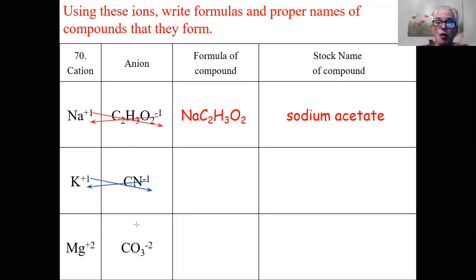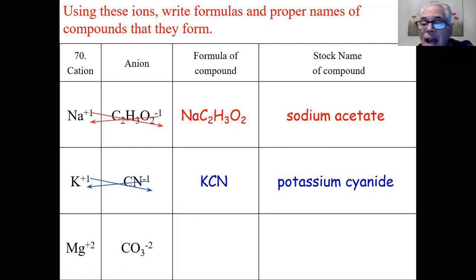So how do you write it? No spaces, just like you were typing. Here we go. KCN. And it's called potassium. Don't change the name of the polyatomic ion now. Potassium cyanide. It's not hard. This is not hard. Uh-oh, the next one's a little hard.